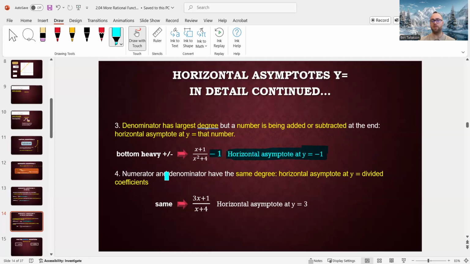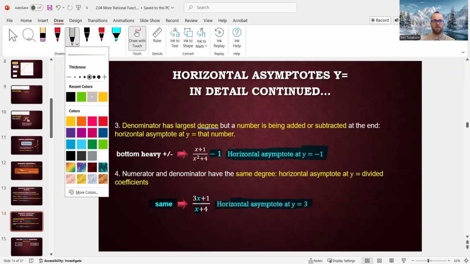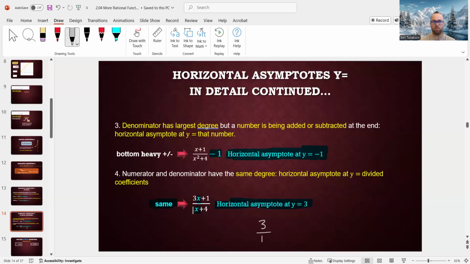And finally, if the numerator and denominator have the same degree, right? X to the first, x to the first, there is a horizontal asymptote at y equals the divided coefficients. So let's take a look. We call this the same, okay? Because the same power, right? X to the first, x to the first. The horizontal asymptote is at y equals 3 because of the coefficients of those x values, okay? Because right here we have 3. We know this is 1. 3 divided by 1 is 3. That's why we see it right there.